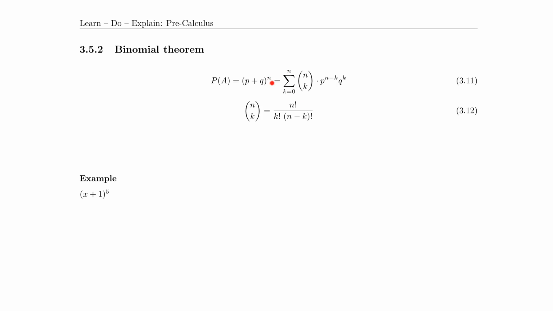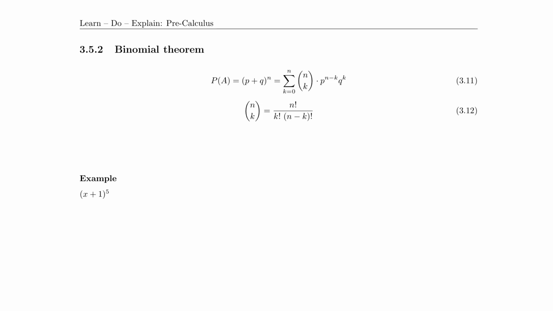of n choose k times p to the n minus k times q to the k power. And the formula for n choose k is n factorial divided by k factorial multiplied by n minus k factorial. I know it looks a little bit terrifying, but it's not that bad.